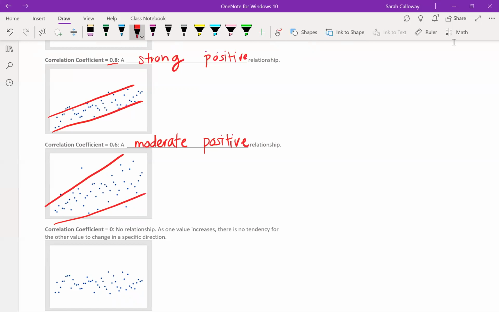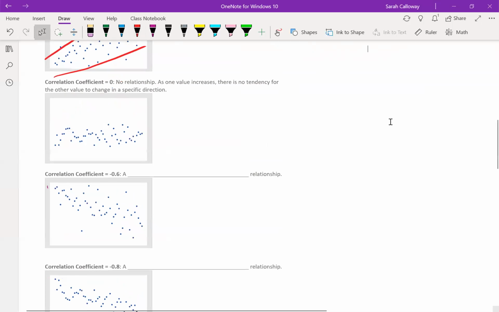Next, they show us what no correlation looks like. If the correlation coefficient is 0, as one value increases, there's no tendency for the other value to change in a specific direction. I cannot distinguish a pattern here to create a line that is positive or negative.